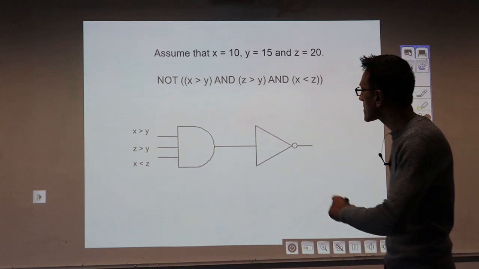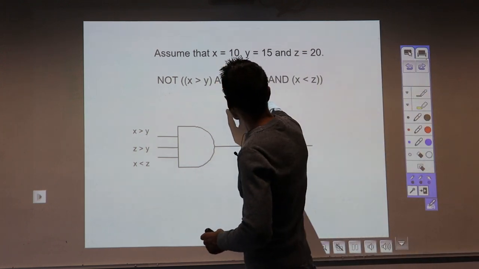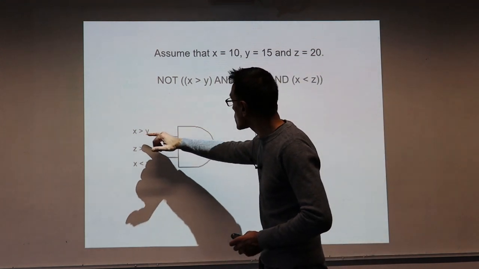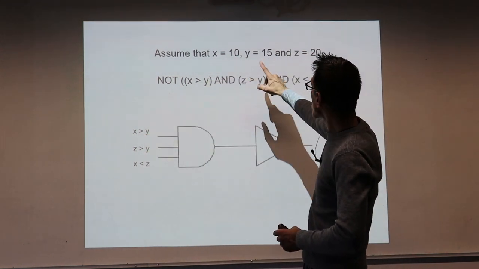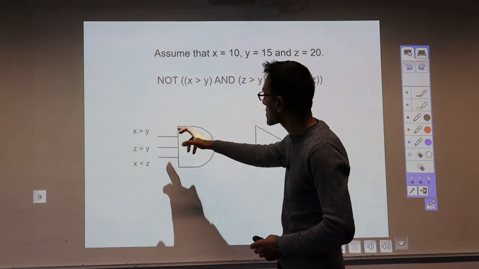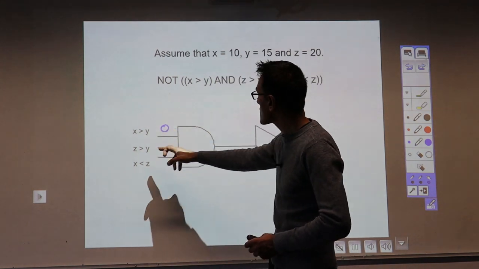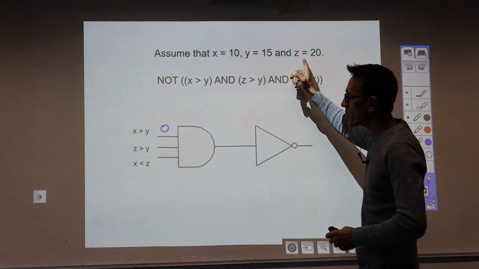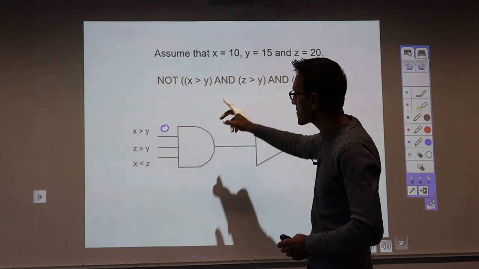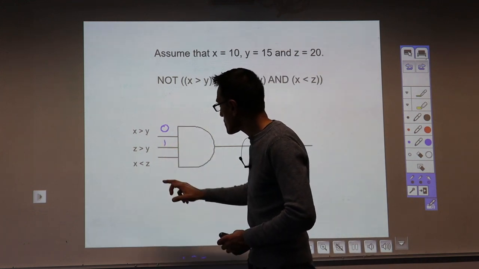Probably the last one. Let's have a look at this one. X is 10, Y is 15, and Z is 20. X greater than Y, X is 10, Y is 15. Is X greater than Y? No, it's not, so therefore 0. Z greater than Y, Z is 20, Y is 15. 20 greater than 15, yes. So it's a true going in there.